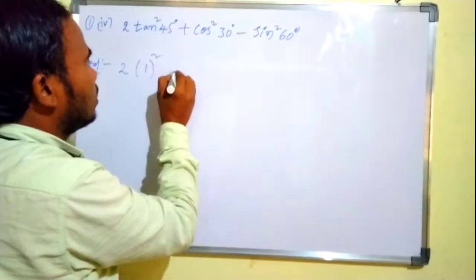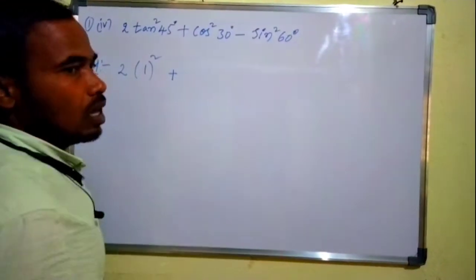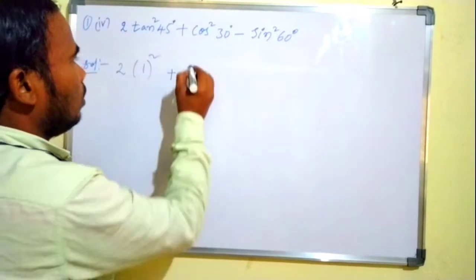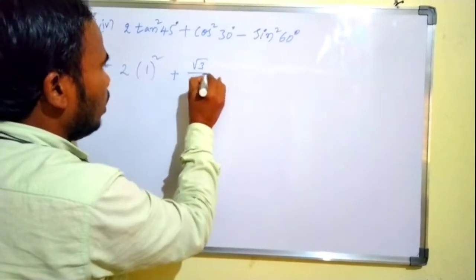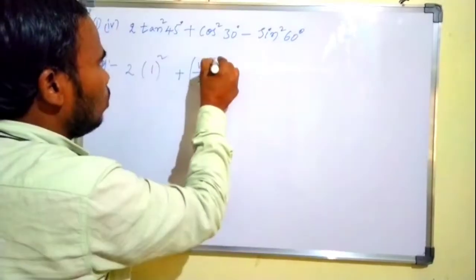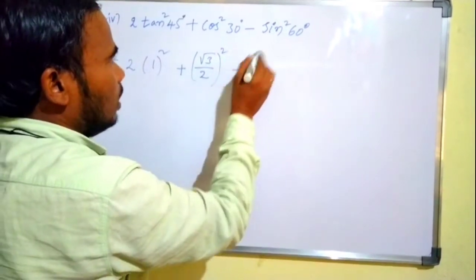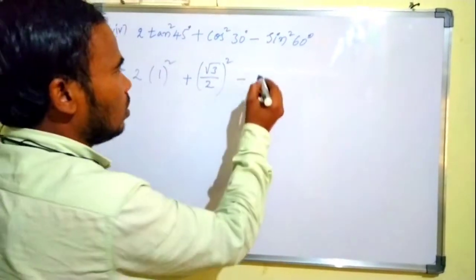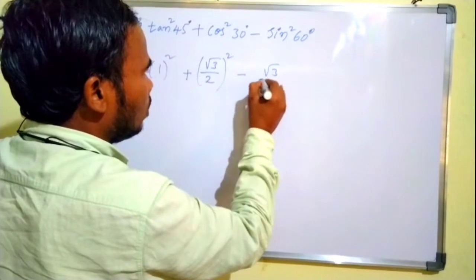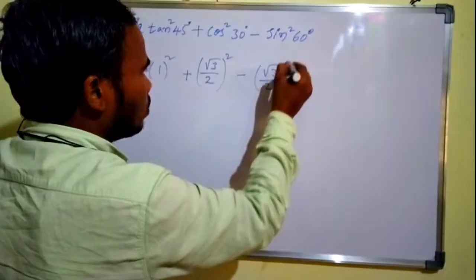Next, plus cos 30 degrees. Cos 30 degrees is equal to root 3 by 2, whole square, minus sin 60. Sin 60 value is also root 3 by 2, whole square.